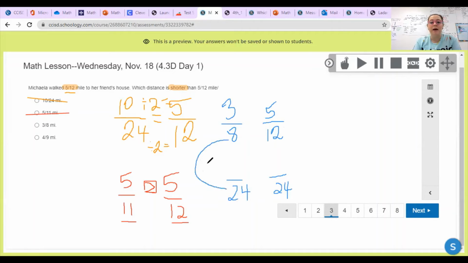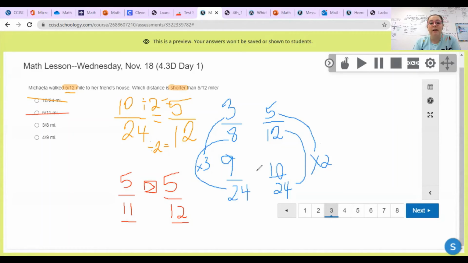Well, if I multiply 8 times 3, that gives me 24. So that means I also need to multiply 3 by 3, and that's going to give me a numerator of 9. That means that 3/8 is equal to 9/24. Now, looking at it this way, I would multiply 12 times 2 to get 24. So I have to multiply 5 times 2, and that's going to give me 10. So 10/24 is equivalent to 5/12.